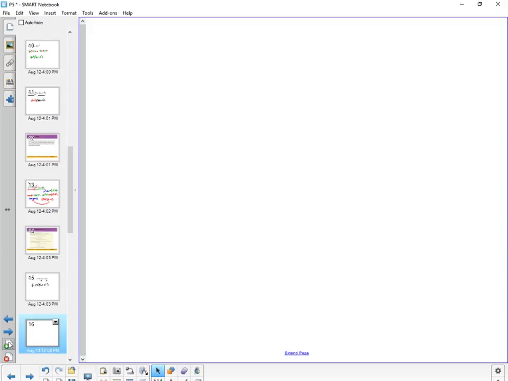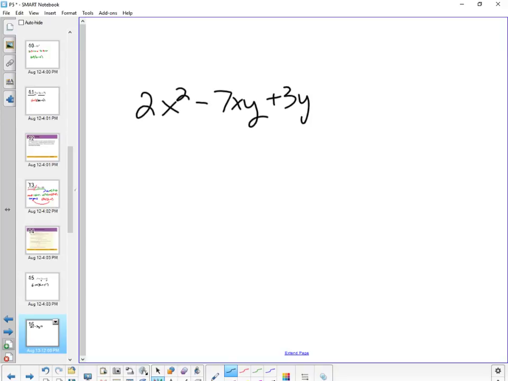Okay, so let's go ahead and do 2x squared minus 7xy plus 3y squared. Okay? Oh God, why did I ask? This is a quadratic, which means I should get two binomials, correct? So here's the way we're going to use our guess and check.